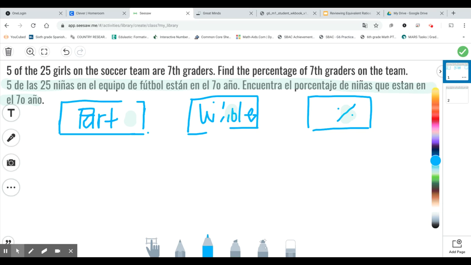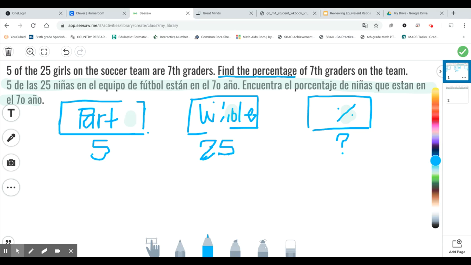In this problem, 5 of the 25 girls gives me part and the whole. I know that there are 5 7th graders, and I know there are 25 total students. What I don't know is the percent, and that is what the question is asking. Find the percentage.